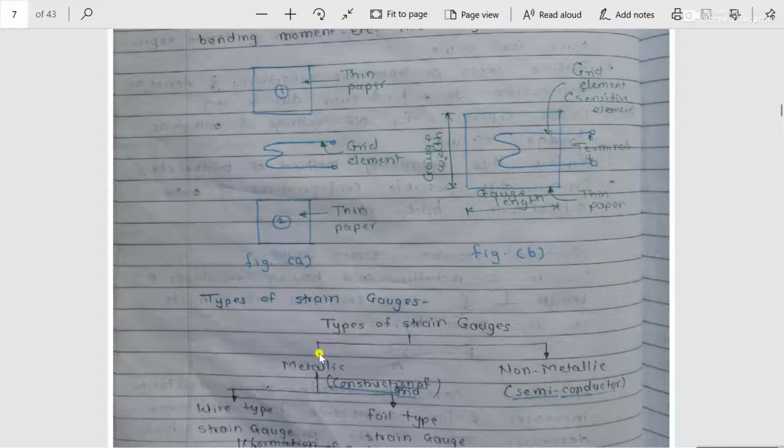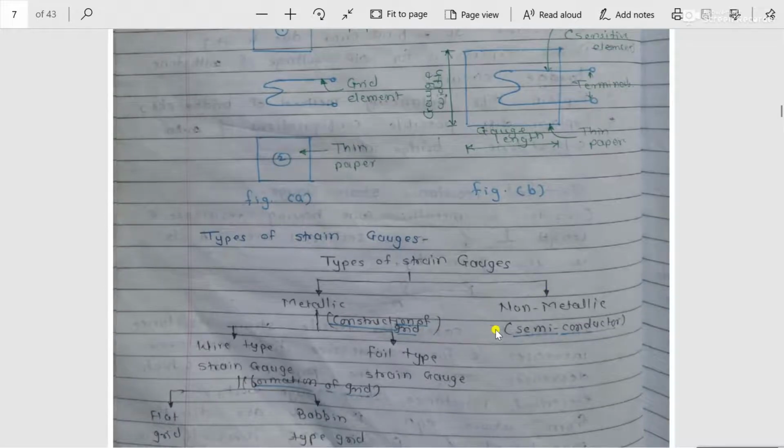Therefore, metallic type of strain gauges are used in such applications where there is no temperature contact as well as no water contact. And if we have to use strain gauges in water applications or in temperature applications, at that time we have to use the non-metallic or semiconductor type of strain gauges. But in this chapter, mostly we are going to focus on the metallic type of strain gauges.